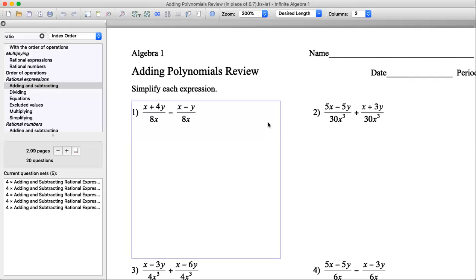Okay? Technically, this is supposed to be brand new stuff, 6.7. 6.7 is really cool. I mean, it's really super cool. It's long division with polynomials. And the reason why I say it's cool is because it's so much easier than normal long division. I didn't learn polynomial long division in algebra. I learned it in Algebra 2.